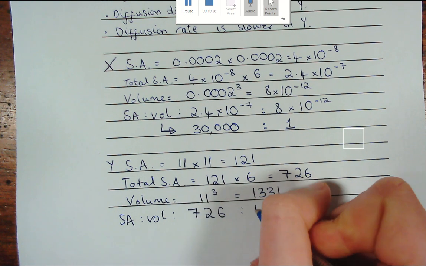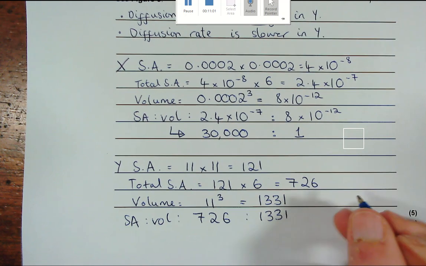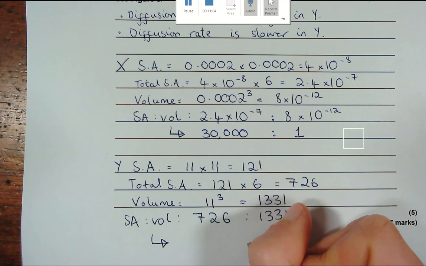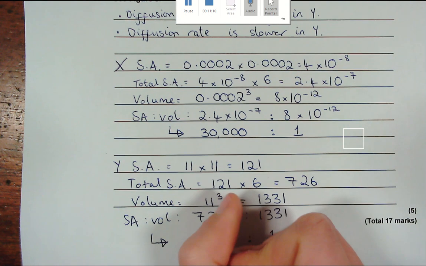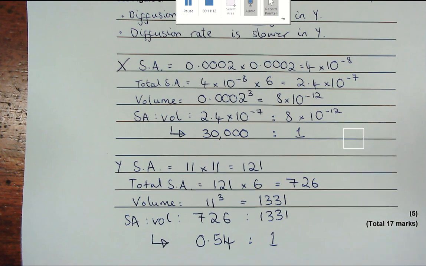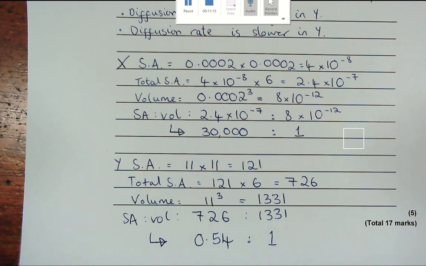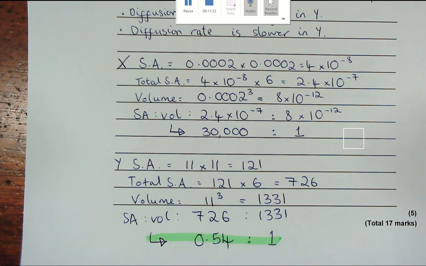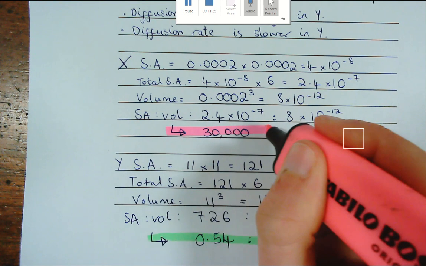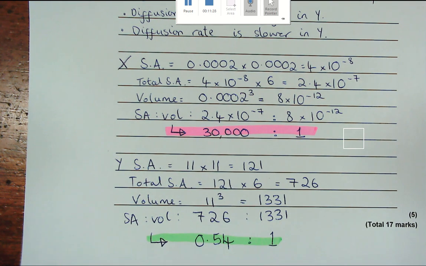So my surface area to volume ratio is 726 to 1,331. Okay, again, I need to put this so the volume is equal to 1. So if I divide both sides by 1,331, I find that my surface area here, 0.54, is much, much smaller than my result for X. So this definitely proves that the multicellular organism would not be able to get all of the substance it needs by diffusing through the outer surface.